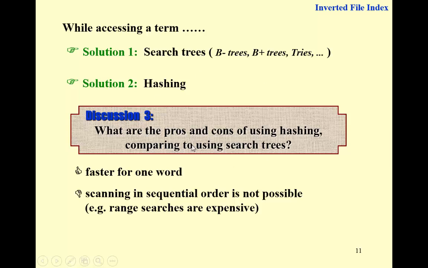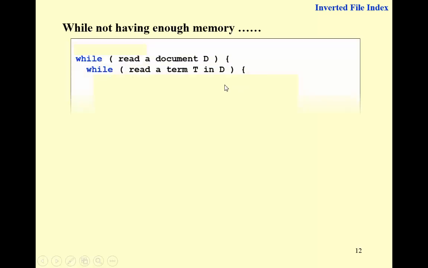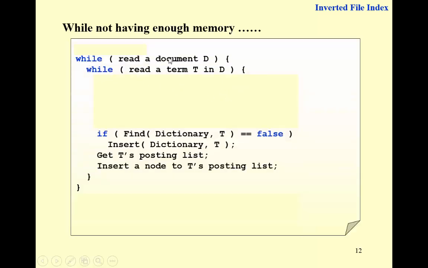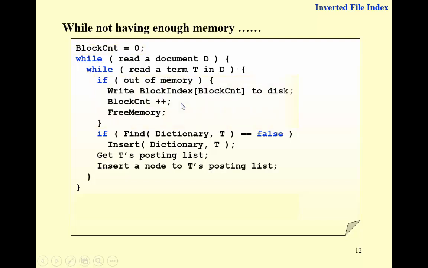Okay, so much for the vocabulary scanner and inserter. And the last topic is memory management. If we don't have enough memory, what do we do? So this is the previous pseudocode for generating the index, right? We're reading documents one by one and processing terms one by one, but at some point we're out of memory. And what do we do? And here is the solution.